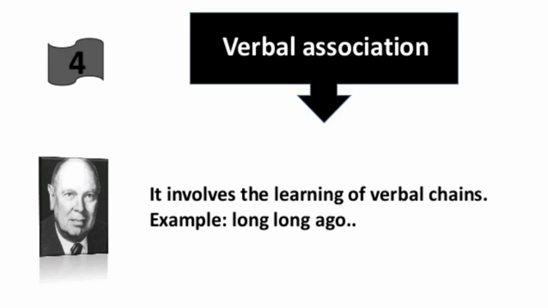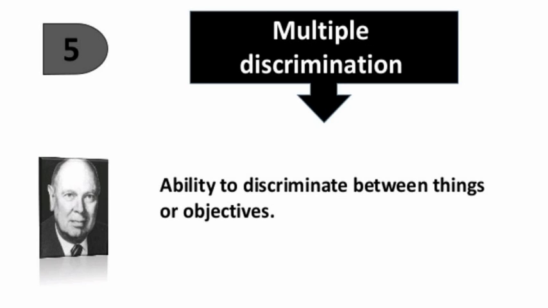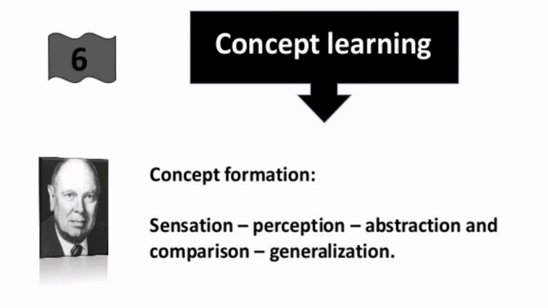So verbal learning, the fourth one, is related to the verbal chains. The fifth step relates to multiple discrimination, the ability to discriminate between things or objects.